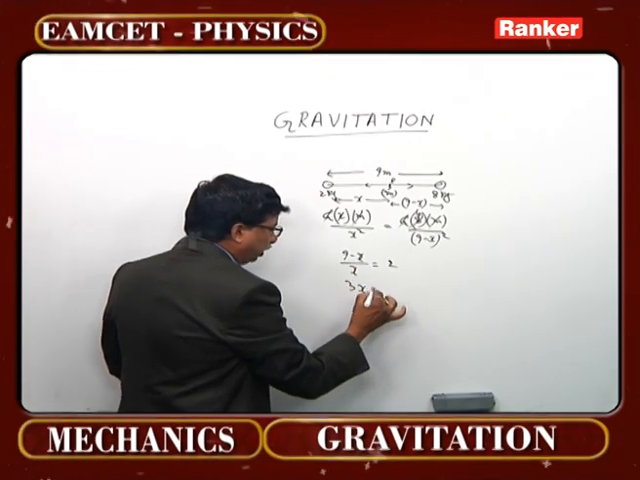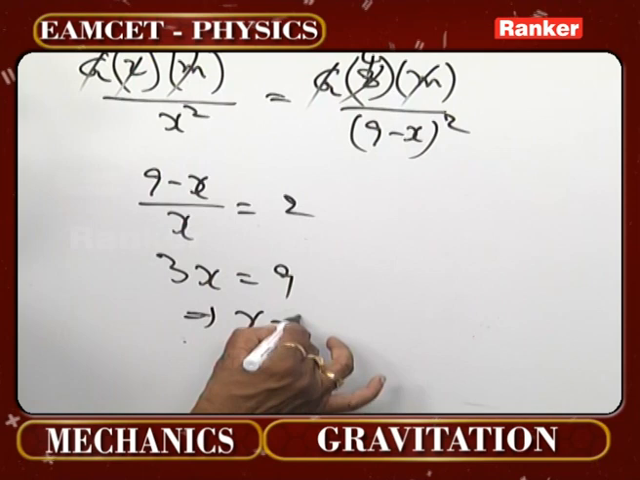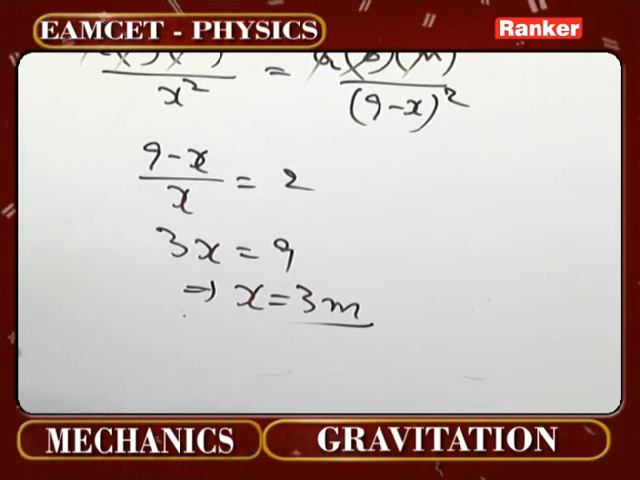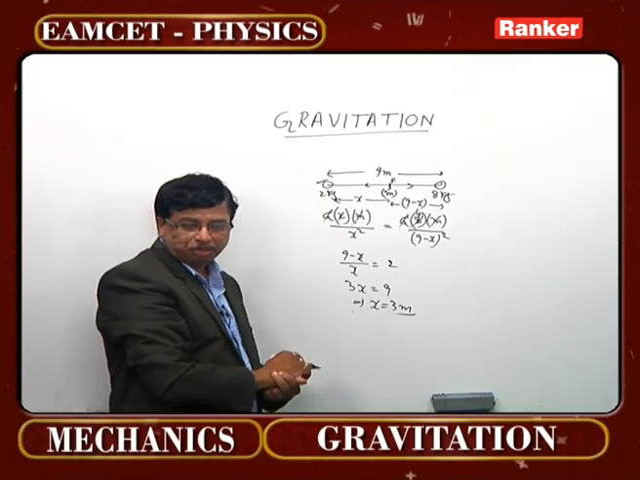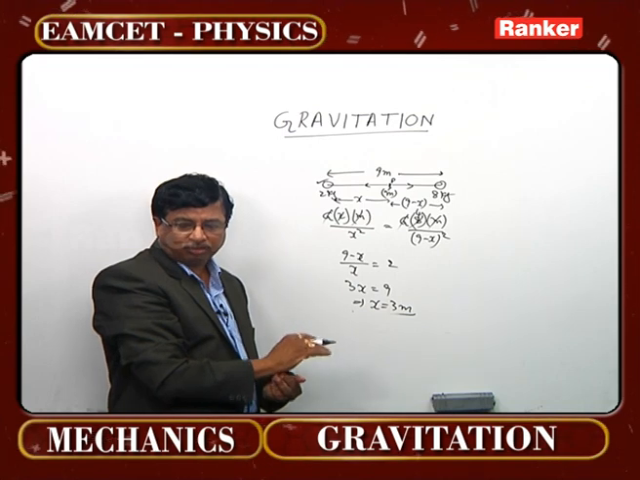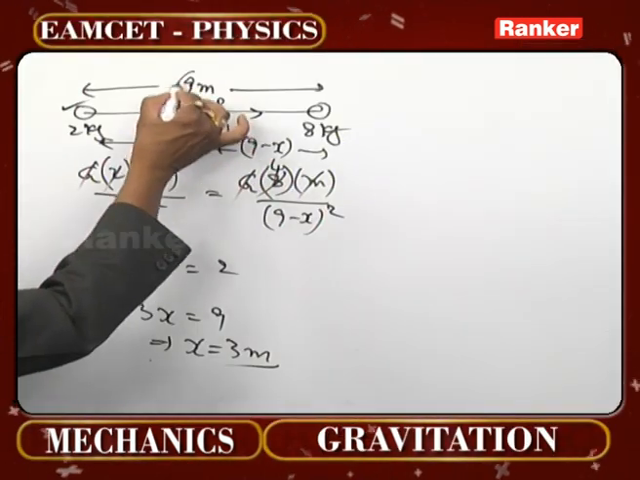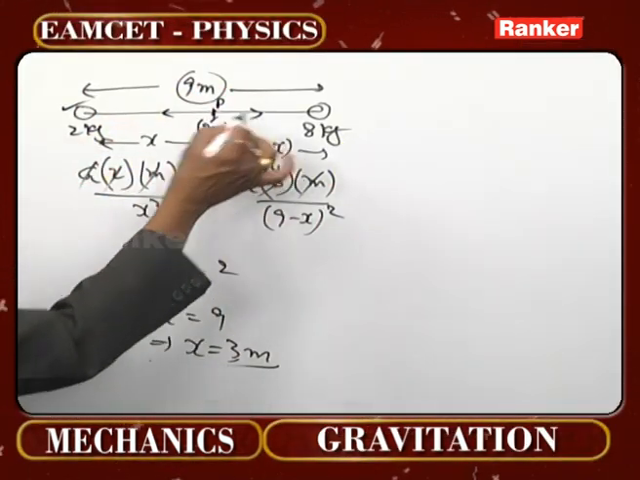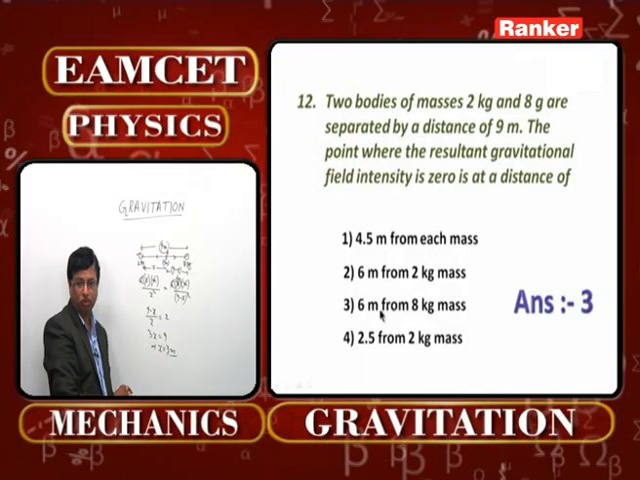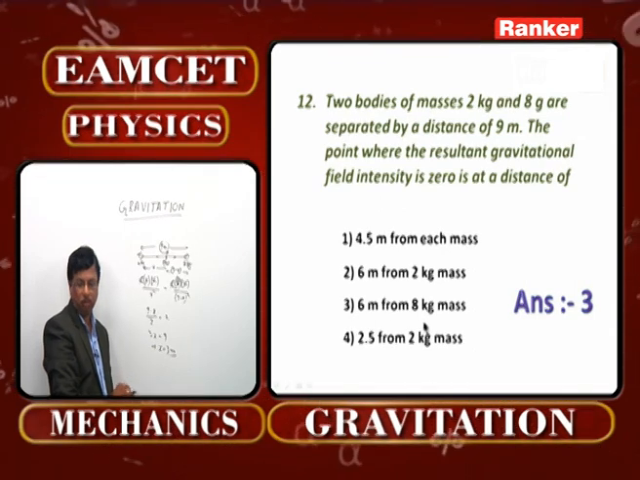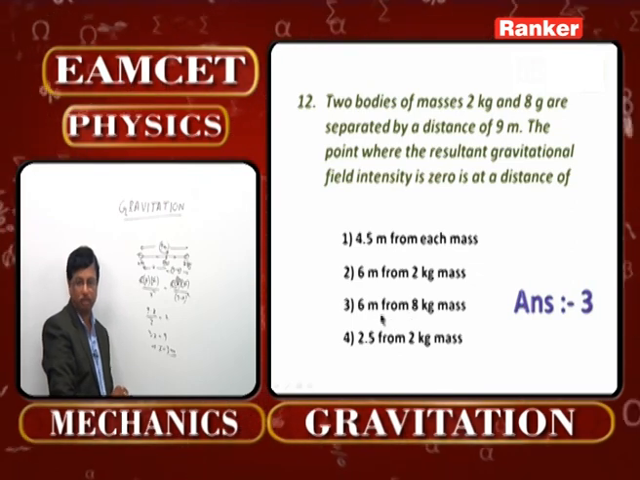So 3x will now be equal to 9 because this is 2x plus x. That now becomes, x becomes 3 meter. X becomes 3 meter is okay. But from where is it 3 meter? From the 2 kg mass it is 3 meter. But see the options please. He has not given 3 meter from the 2 kg mass. He is giving from the 8 kg mass. Total value is 9 meter, so 9 minus 3 will be how much? 6 meter from the 8 kg mass. The third option is going to be the exact and correct answer in this particular case please. So for the 12th question, the correct option is the third one.